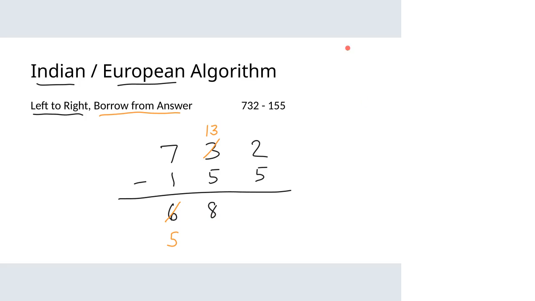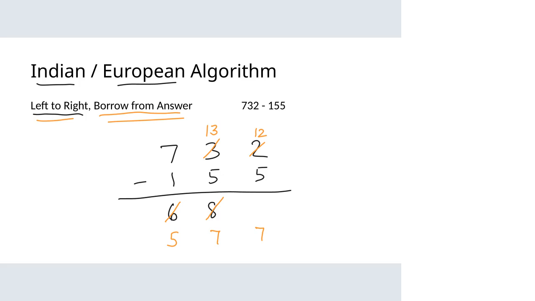Now we'll go over to the ones place, and in the ones place, I need to do 2 minus 5, but I can't. Can't do 2 minus 5, I'm going to have to borrow. When I borrow, I'm going to borrow from my answer. That becomes a 7. This becomes a 12. 12 minus 5 is 7, and there's my answer of 577. Same answer I got the other way. It better be. The kicker here is we go left to right, and our borrowing is done from the answer.